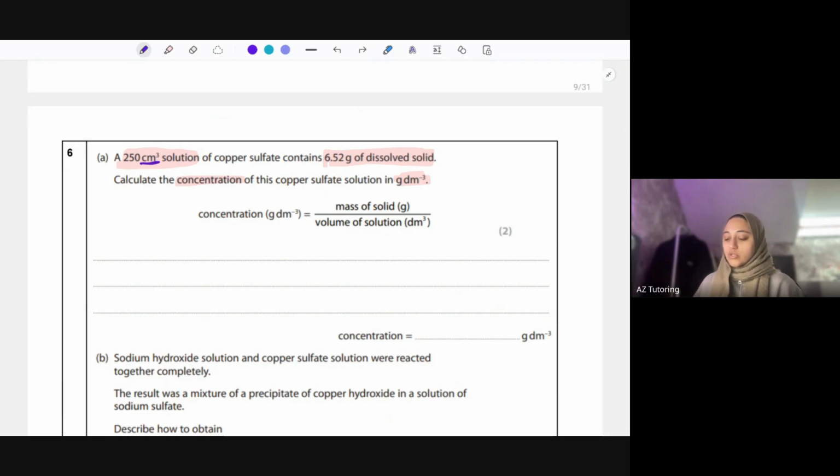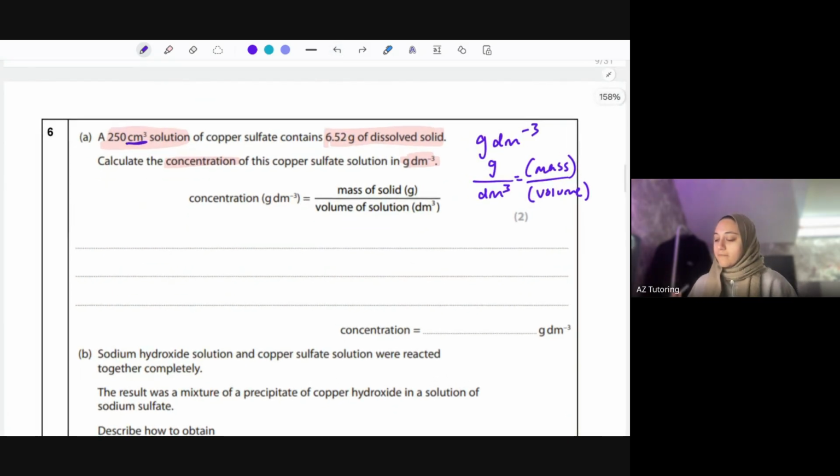In case I don't give you this concentration equation, you can figure out what you're doing by looking at the units. So you can see it's grams per decimeter cubed. That minus sign is essentially divide. So it's grams over decimeter cubed like that. So we're doing mass divided by volume. So that's how you work it out from the unit. Just in case they don't give you it, just look at the units. You can figure out what the equation is by that.